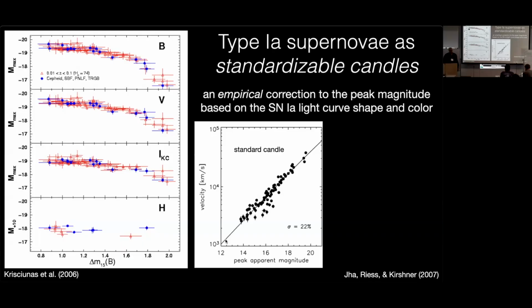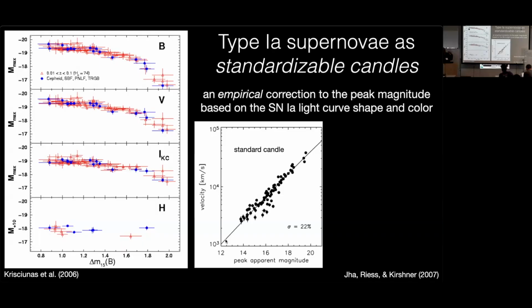This is something called the Phillips relation, after Mark Phillips, who with just a small sample showed this kind of correlation. Actually, it was Mario Hamuy who made it with a bigger sample and fixed the slope of the Phillips relationship. The parameter here is delta M15, the decline rate: how fast the light curve in the B band declines over 15 days. A typical type 1a supernova will be about 1.1, and it could be a faster or slower decliner. If you plot the peak absolute B magnitude, you can see there's this nice correlation.